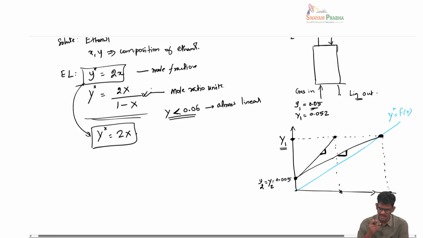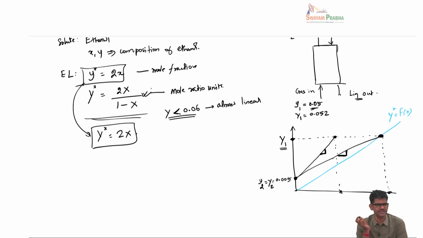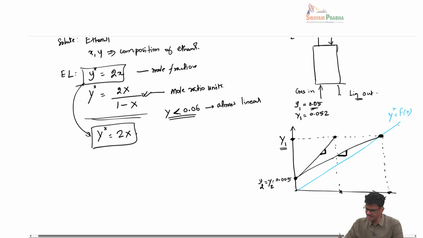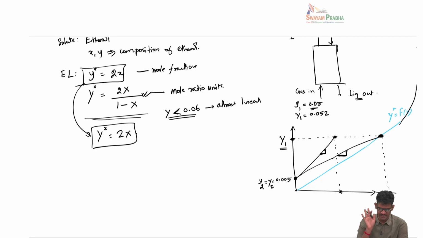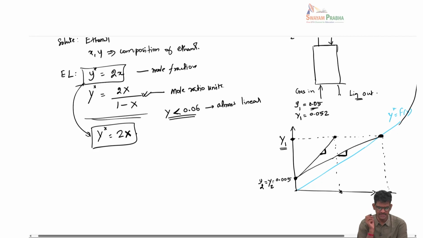If I go to larger concentrations, something like 15% or 20%, then you have to use this full equation. This linearity will not follow; the line will actually curve like this. For this problem, since the composition is only up to 5%, this is linear. So we can go ahead with simply writing y star is equal to 2x. So that is one simplification.